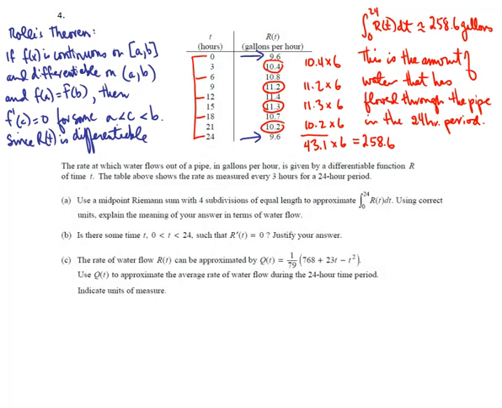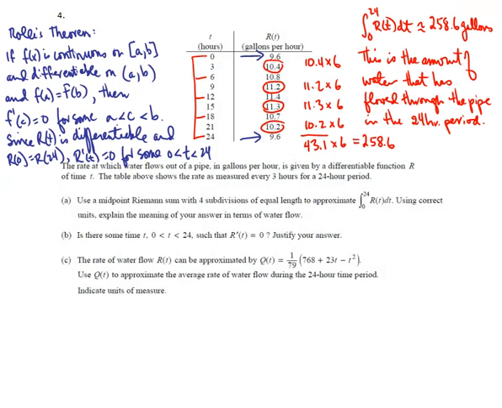And so we state that since r of t is differentiable and since r of 0 equals r of 24, then r prime of t is equal to 0 for some value of t between 0 and 24. Alright, we'll go on to part C then.